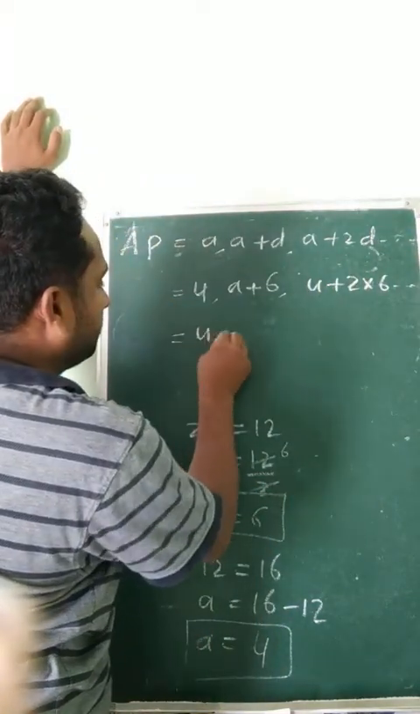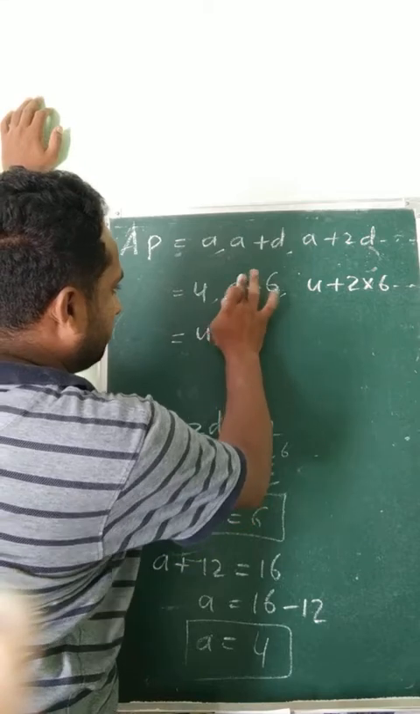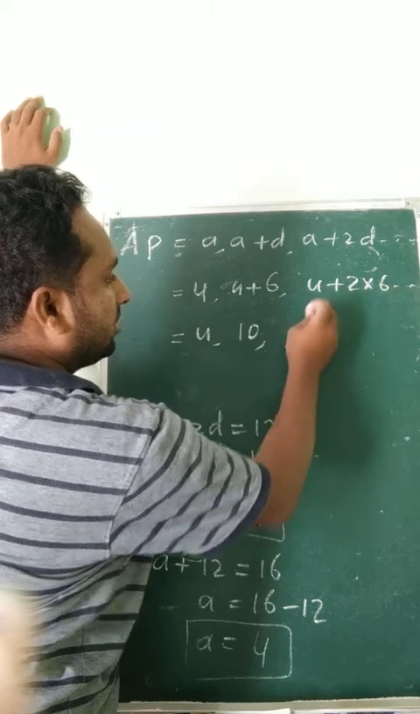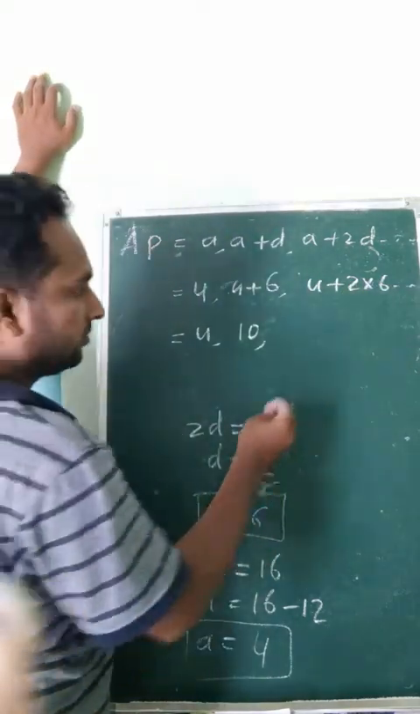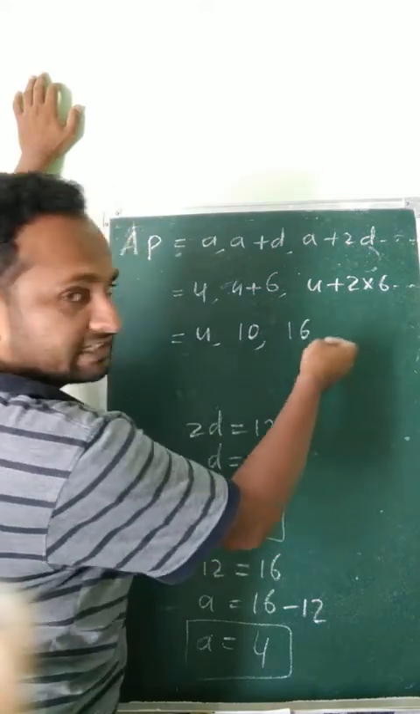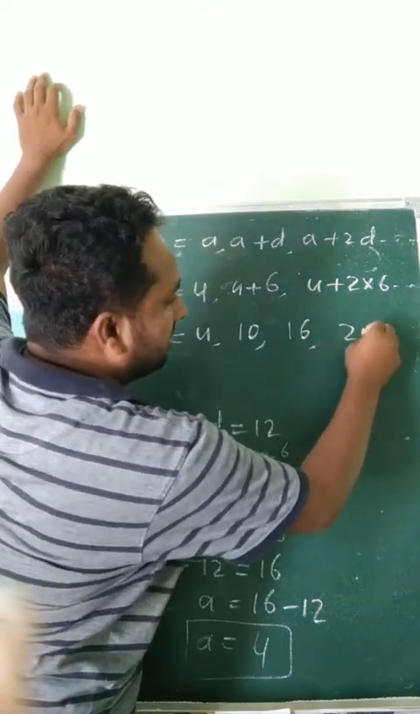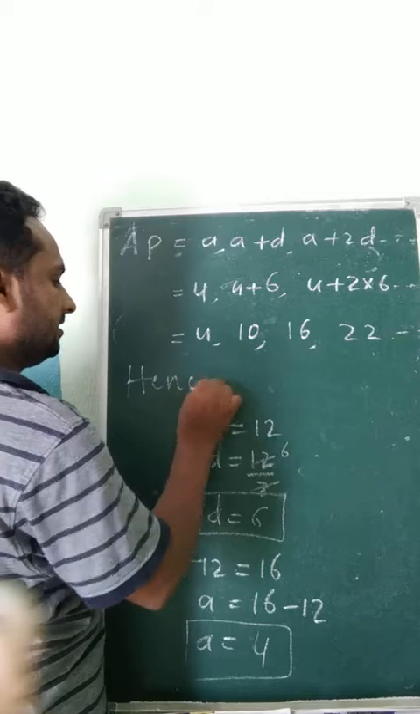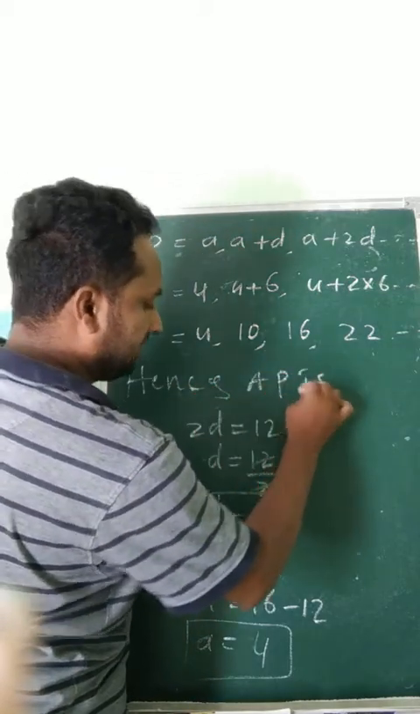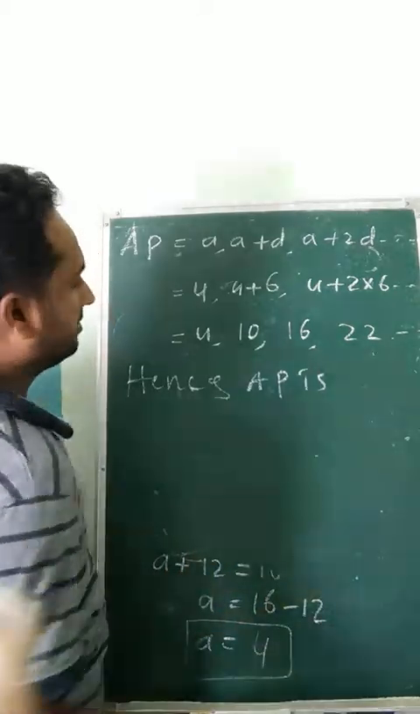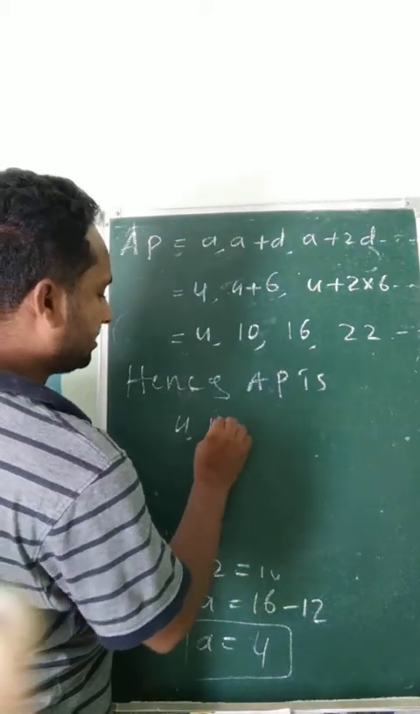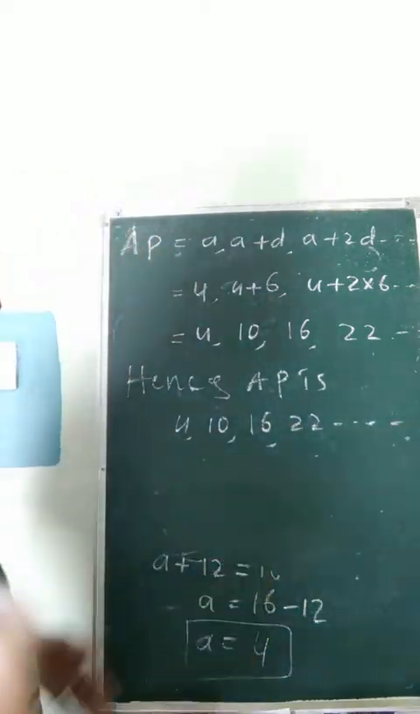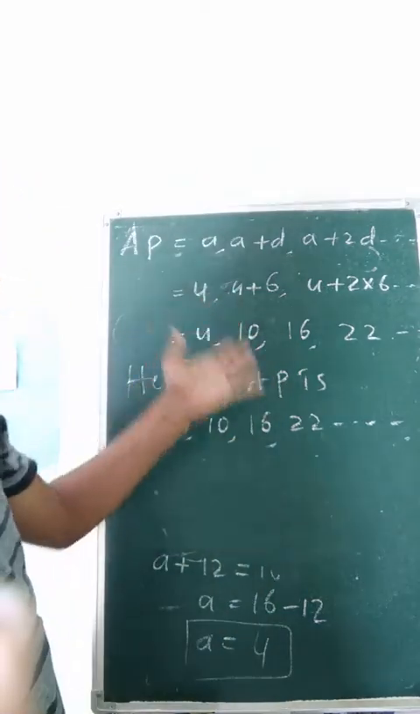Therefore it is equal to 4, comma. 4 plus 6 is 10, comma, here 6 twos are 12, 12 plus 4 is 16, and plus again 6, common difference is 6, that is 22, and so on. Hence AP is 4, 10, 16, 22, 28, and so on. This is the required AP of the given question.